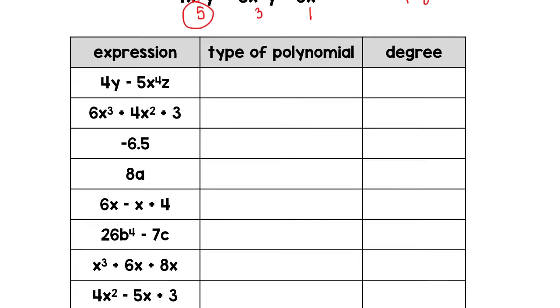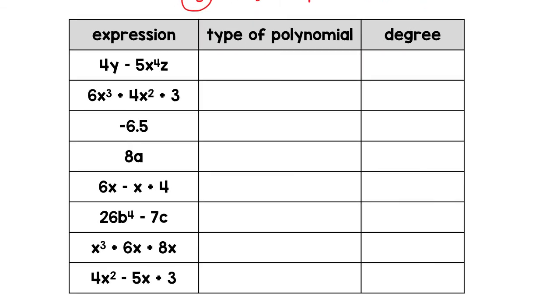Pretty straightforward. Let's look at a little table here. We've got an expression. We want to list the type of polynomial it is and the degree. So the first one, 4y minus 5x to the fourth z. Well, there's 1 plus or minus, so that means there are 1, 2 terms. So this is a binomial. Let's look at the degree. The first term here has a degree of 1. And then the second term, if I put a little imaginary 1 on z here, has a degree of 5. So our degree is 5.